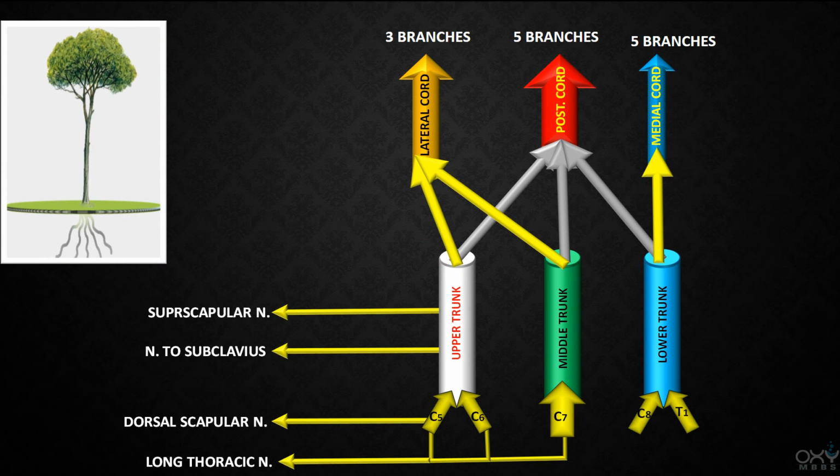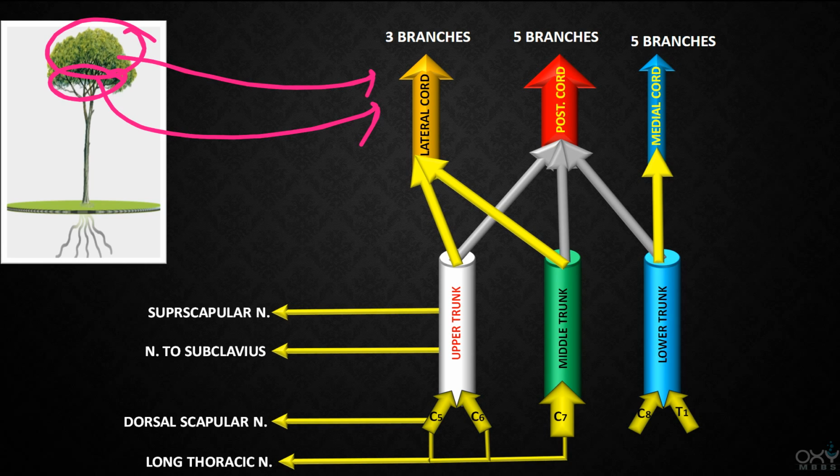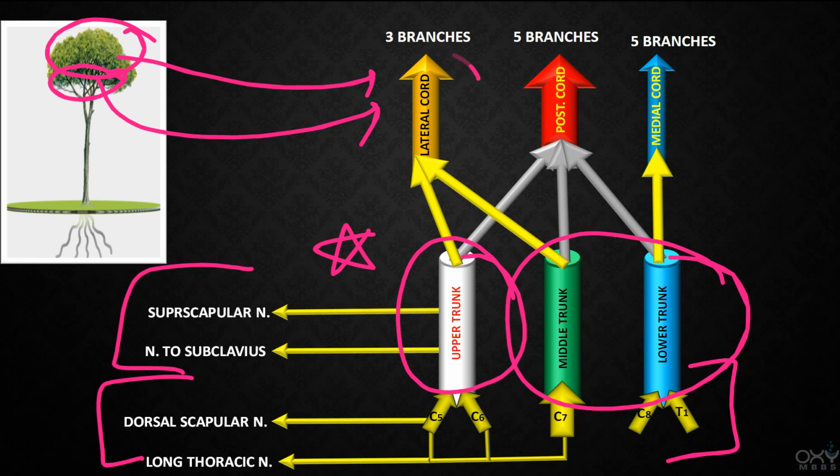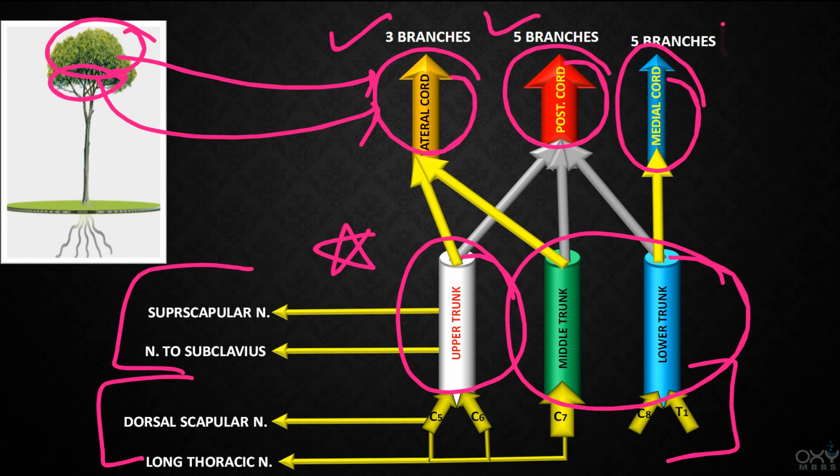So friends, till now we have reached up to the cords. Now it's the time to make beautiful branches. So start from the roots. Roots give mainly 2 branches. Upper trunk gives mainly 2 branches. Now here one very important point is that only upper trunk gives branches while no other trunk gives any branch. Lateral cord gives 3 branches, posterior cord gives 5 branches, and medial cord also gives 5 branches.